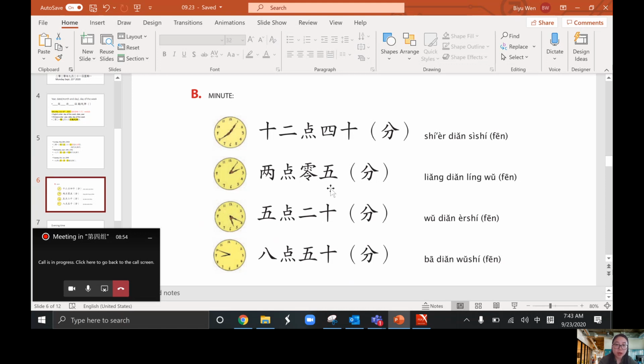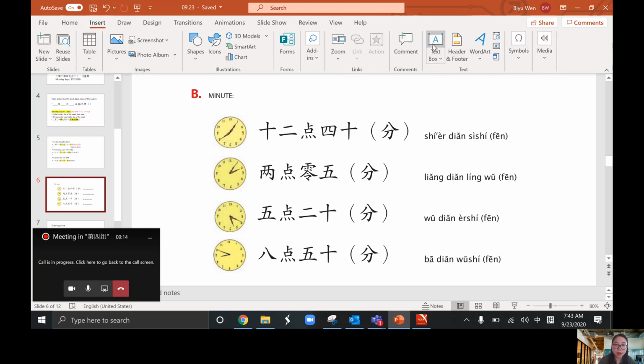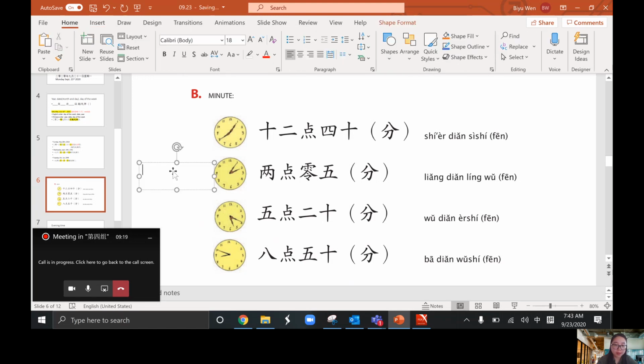If you have a digit that is 0 in the middle of the time you are saying, you have to say 0. So 2:05 should be 2点0五分. I hope you are clear about this one. So 2:05 is 2点0五分.